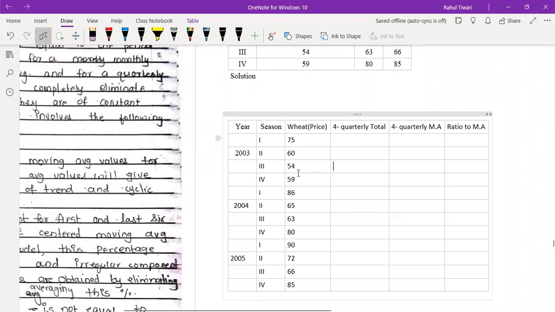So add these 4 entries. What is the entry coming here? Anyone? What is the total? 248, sir. 248. Now leave the first one and add these entries till 1.